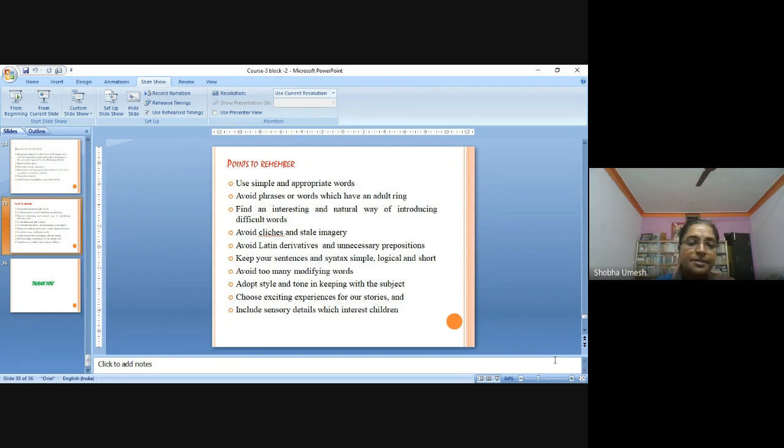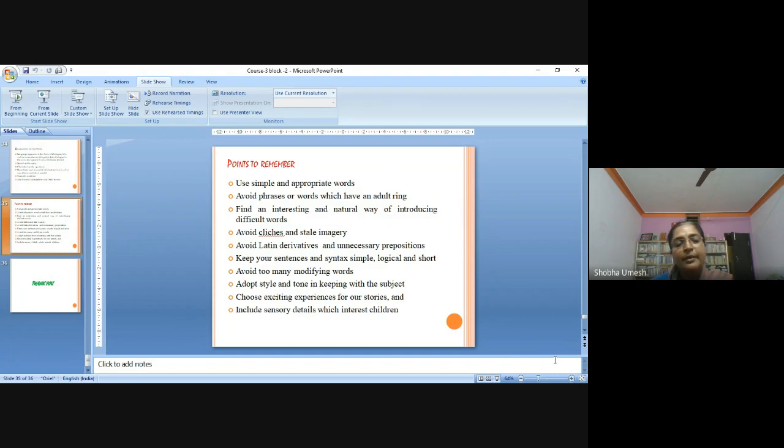So avoid clichés and stale imagery. Try to avoid imagery which is far from their understanding. And as I told, avoid Latin derivatives, because they are unnecessary in the present context, where the children will not be able to understand. Always keep the sentence and syntax very simple, so that it reaches the other person. Don't use many modifying words, which create complexities, and try to use a certain tone and style which keeps the subject your own.